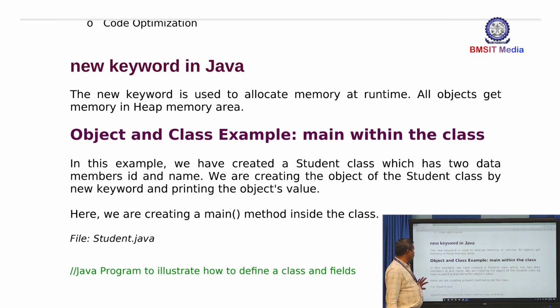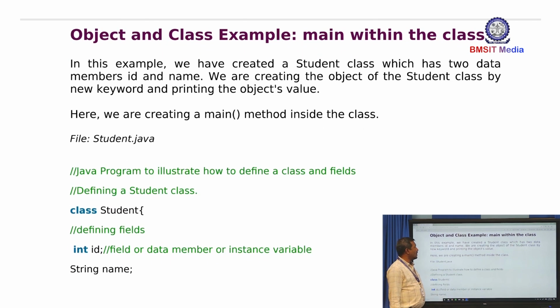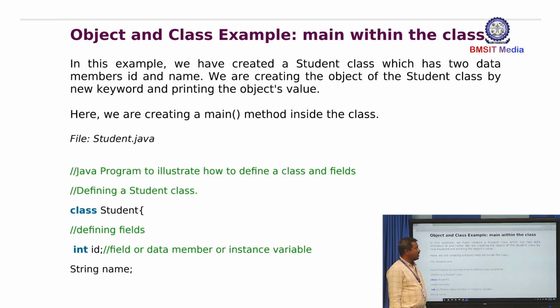The next topic is about an object and class example. The example is as shown here. In this example, we have created a student class. We studied what is an object, we studied the basic syntax of the class, we studied what is a field or a data member, we studied what is a method, and then the advantage of the method.